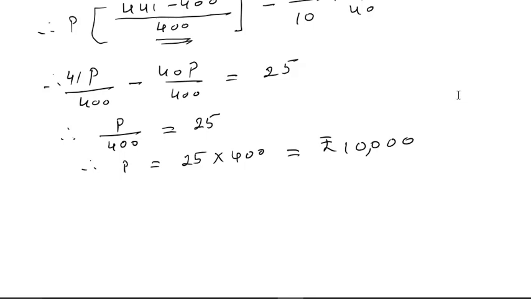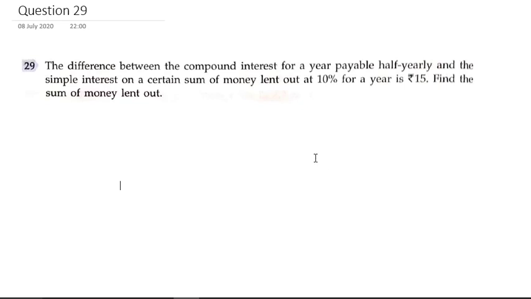Now let us move to the next problem. Question number 29. The difference between compound interest for a year payable half yearly and the simple interest on a certain sum of money lent out at 10% for a year is rupees 15. Find the sum of money lent out. Now here again the problem is the same as what we have done in problem number 28. Only the difference is that here compound interest is charged half yearly and simple interest is charged for the full year.